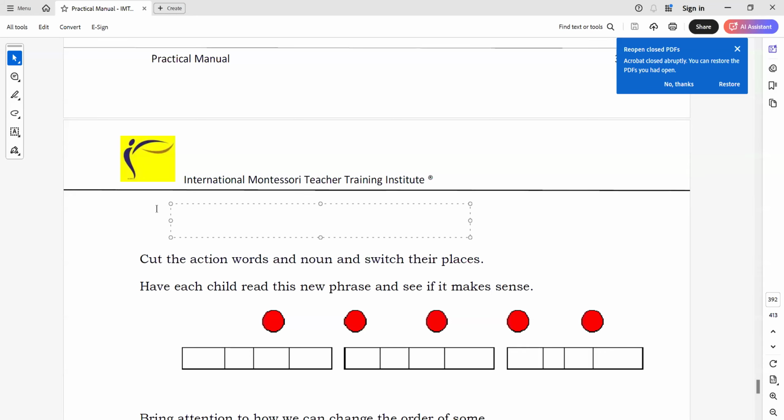Please repeat it again. Throw and catch the ball. Oh, okay.